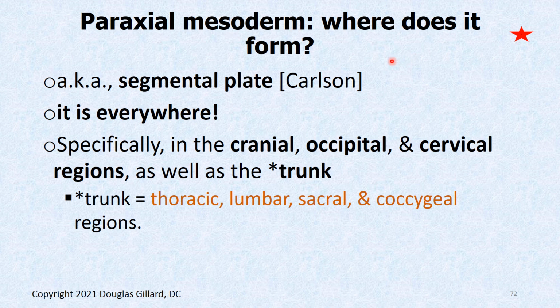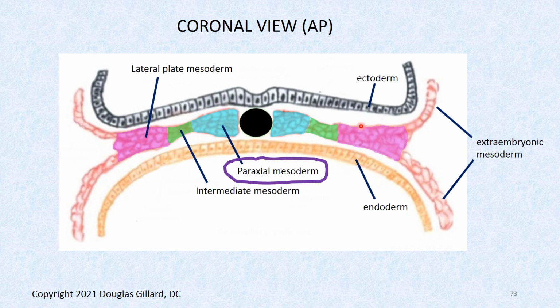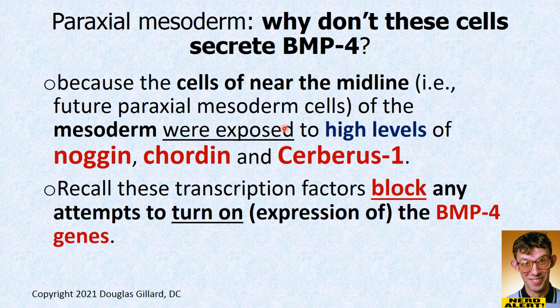Paraxial mesoderm, what is it? What does it form? Where does it form? It forms everywhere, and this isn't true of all of these, but from the cranial, occipital, cervical, and the trunk. Another problem with the embryology authors is that when they say trunk, they mean thoracic, lumbar, sacral, and coccygeal area. I don't know why they do that, but even Carlson does that. So watch out when they're talking about the trunk. They lump the thoracic, lumbar, sacral, and coccyx all into one area. So paraxial mesoderm forms everywhere. There it is again.